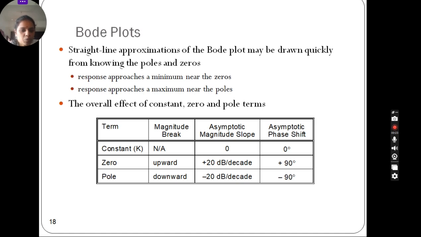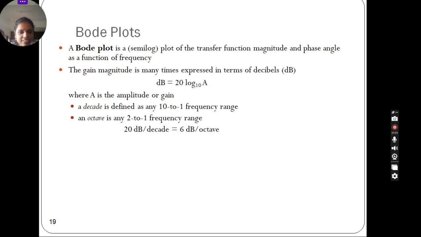The response of the Bode plot approaches a minimum near the zeros and a maximum near the poles. For the overall effect of constant, zero and pole terms, see the tabulation. The magnitude break in a zero is upward and in a pole is downward. The asymptotic magnitude slope is plus or minus 20 dB per decade: a zero means positive 20 dB per decade and a pole means minus 20 dB per decade. The asymptotic phase shift for a zero is plus 90 degrees and for a pole is minus 90 degrees.